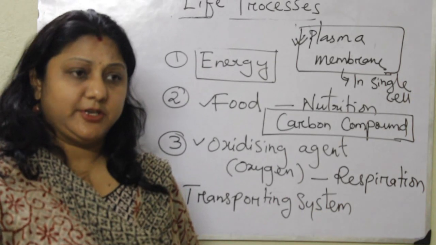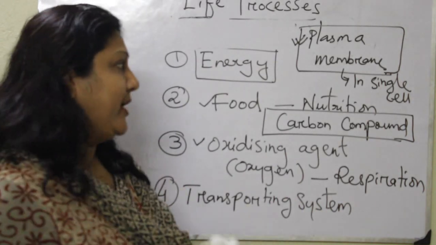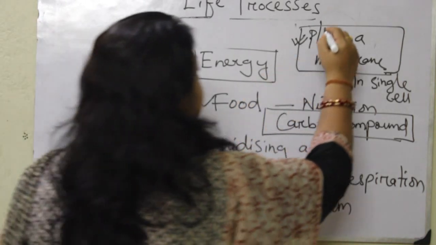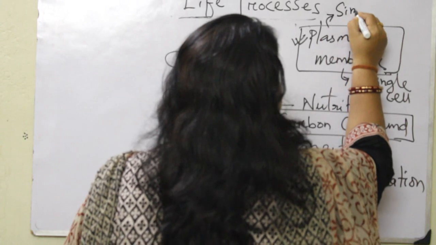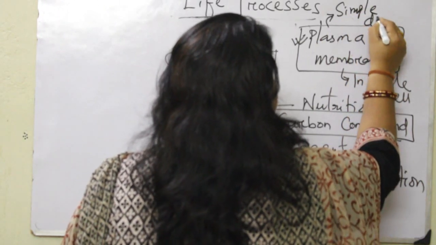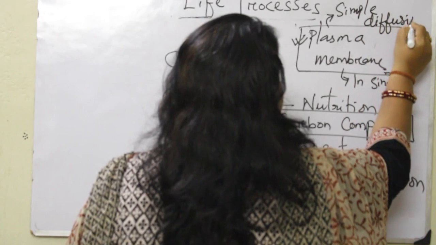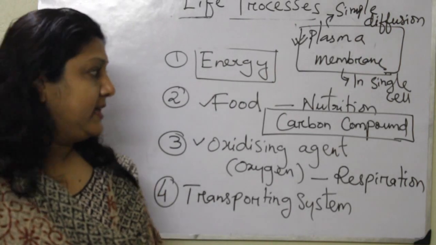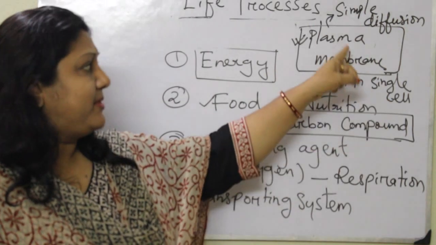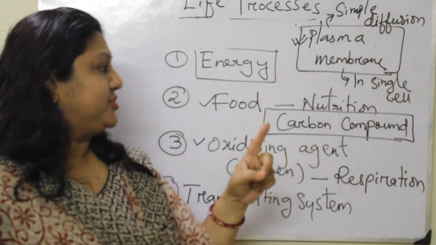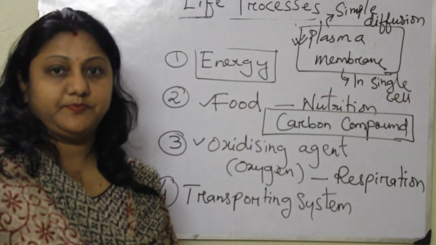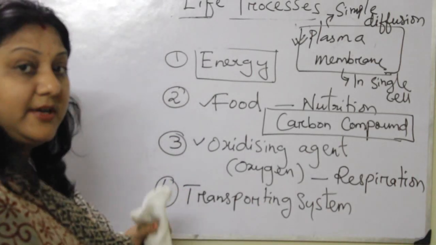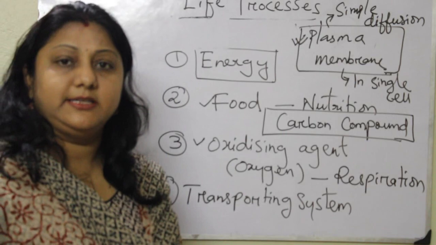Like when it is the question of a single cell, there are no issues. So what process do they follow? They follow the process of simple diffusion. The plasma membrane follows simple diffusion, and in a single cell the plasma membrane carries out all these functions through simple diffusion. But when it is the question of higher organisms, they have a gradation of organ systems.